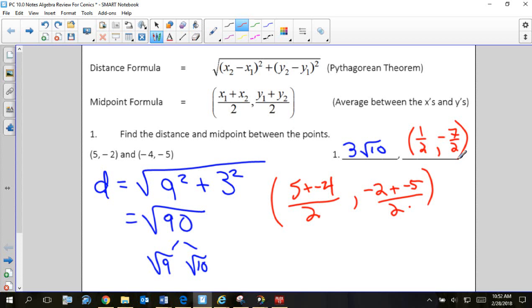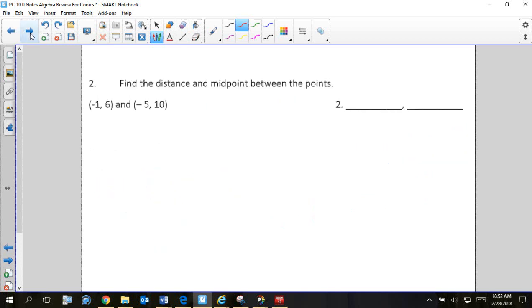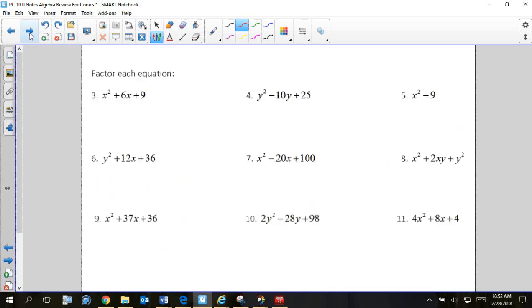All right? I'm not going to do the second one. You can do that on your own time. Whatever we don't do together is part of your assignment. So we're going to go to number 3 through 11, and that's factoring. Do we remember how to factor it? It's been a while since we've done it.